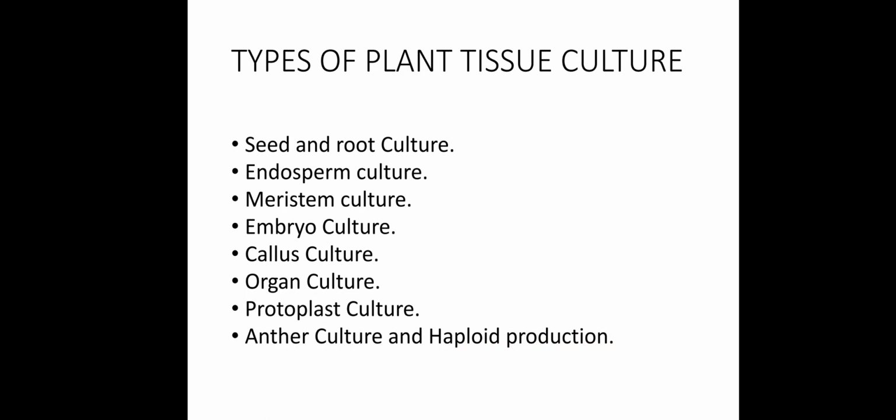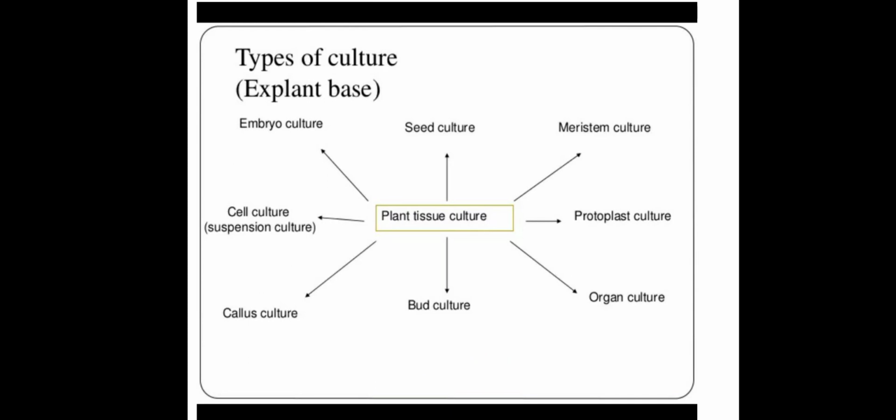Now there are so many types, but I'll just run you through a few, which include seed and root culture, endosperm culture, meristem culture, embryo culture, callus culture, organ culture, protoplast culture, and anther culture and haploid production. You can see from this chart the different types of plant tissue culture. There's seed culture, meristem culture, protoplast culture, organ culture, bud culture, callus culture, cell culture, embryo culture. These are basically the types of cultures, and they have so much more. But we'll just go through these.